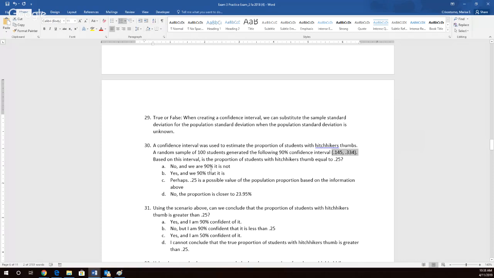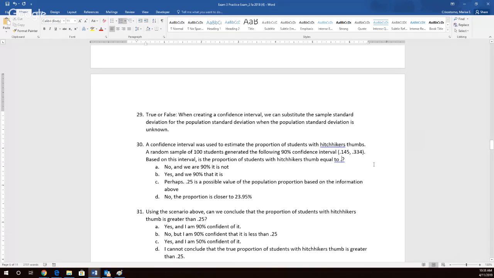If this said something like, is the proportion of hitchhiker's thumb equal to 0.45? Then we could say no, right? We're saying we're 90% sure that the true population parameter is somewhere within this interval. So is it equal to 0.45? I'm going to say I'm 90% confident that it's not, because 0.45 is not within this interval that we have here.